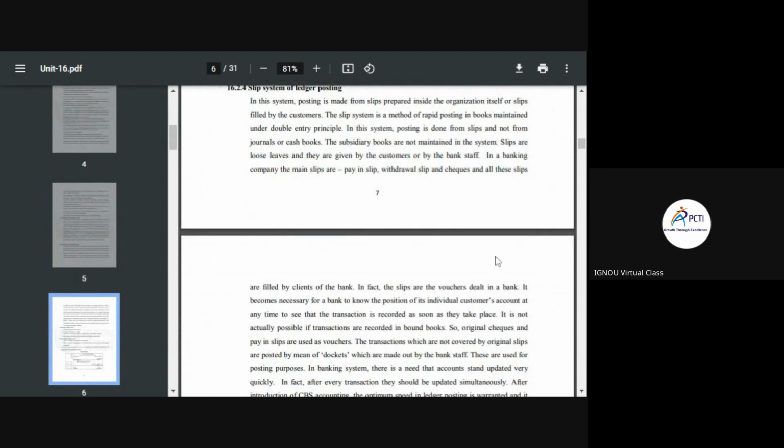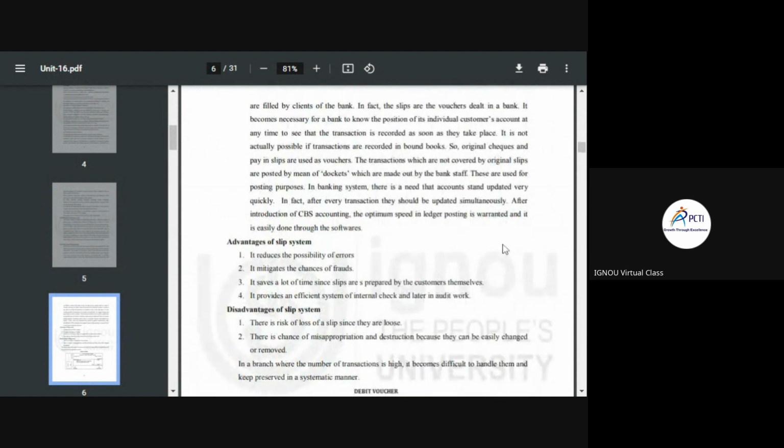In this particular system, posting is made from slips prepared inside the organization itself or slips filled by the customer. The slip system is a method of rapid posting in books maintained under double entry principle. Posting is done from slips and not from journals or cash book, and the subsidiary books are not maintained in the system. The slips are loose leaves given by the customer or by the bank staff. In the banking company, the main slips are pay in slip, withdrawal slip, and checks, and all these slips are filled by the client of the bank.